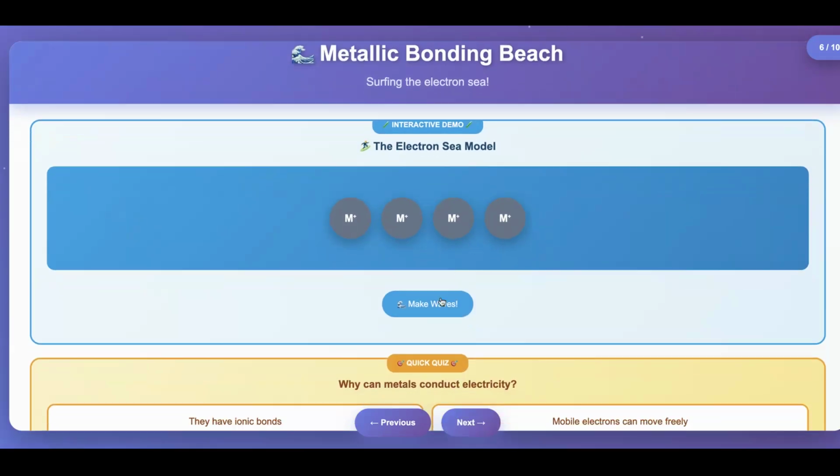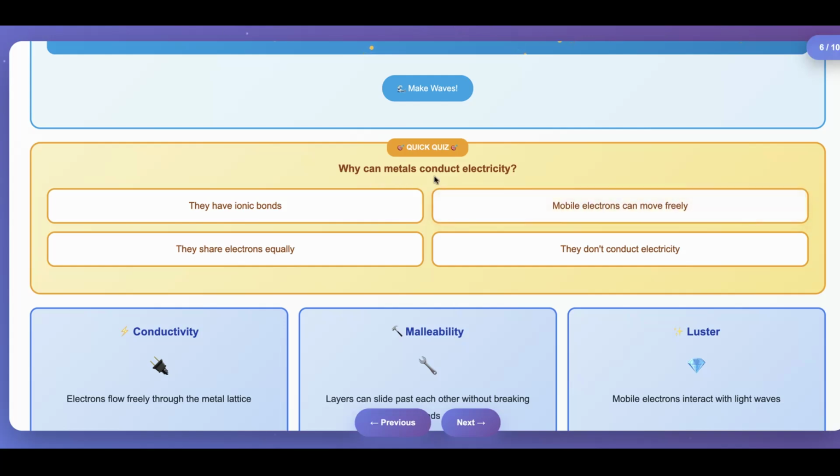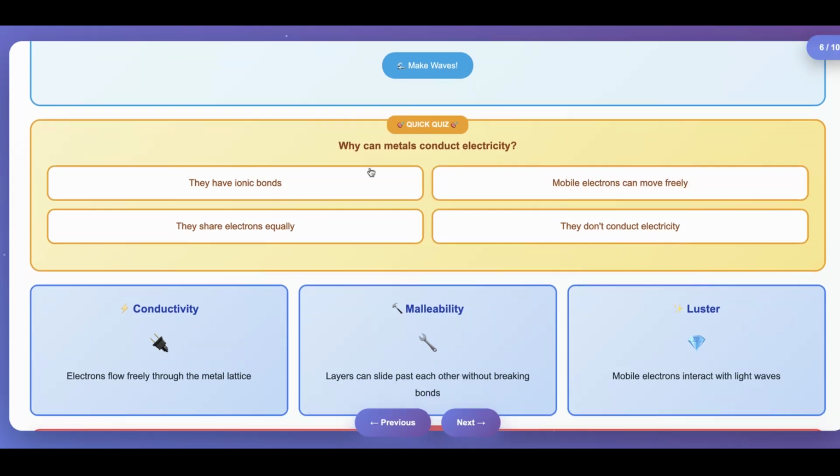In the metallic bond, if you remember, there is a sea of electrons. So the electron of each atom is not linked to its atom or revolving around it. It's moving between the different atoms. That's why this explains its conductivity. Why can metals conduct electricity? Because they have metallic bonds, they have mobile electrons that can move freely.